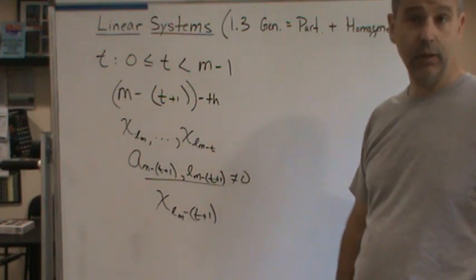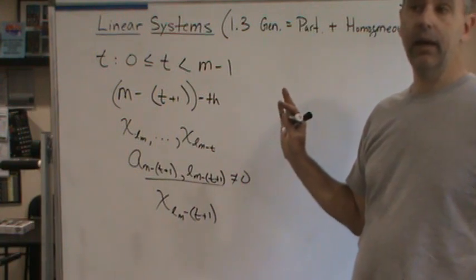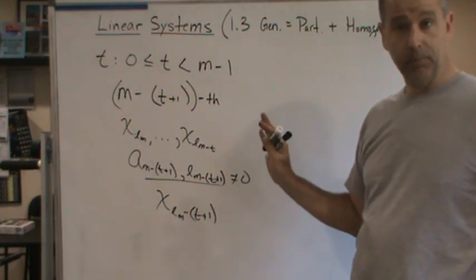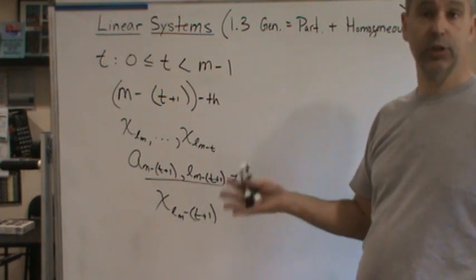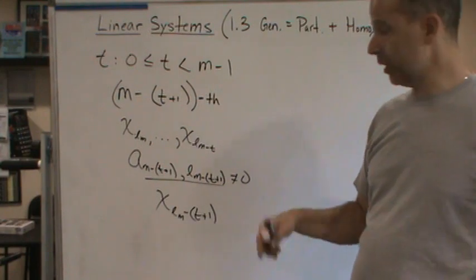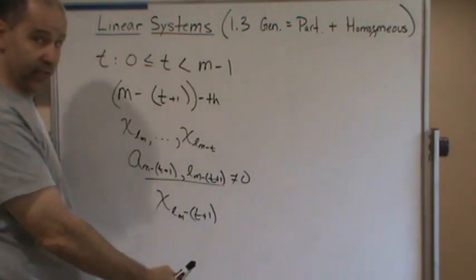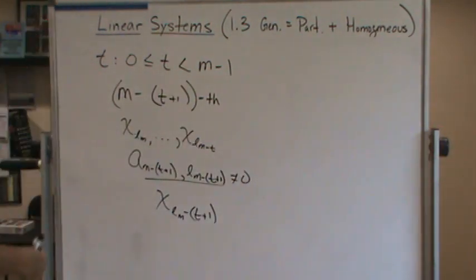proving what we set out to prove, which is that we can write all of the leading variables in terms of the free ones. In other words, then it makes sense that at the end we're going to end up with these vectors, the beta vectors, and we're going to have a linear combination of these beta vectors and the free variables. Okay.